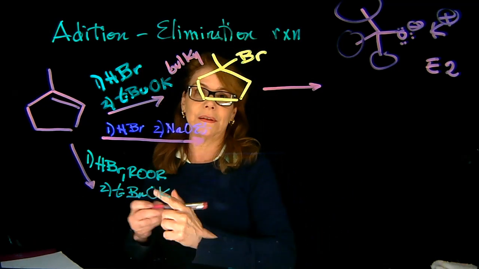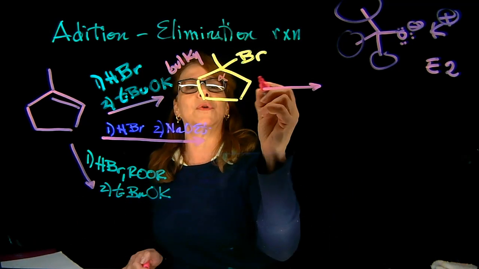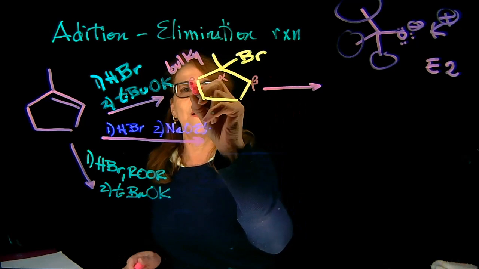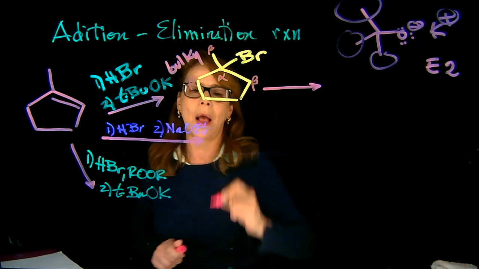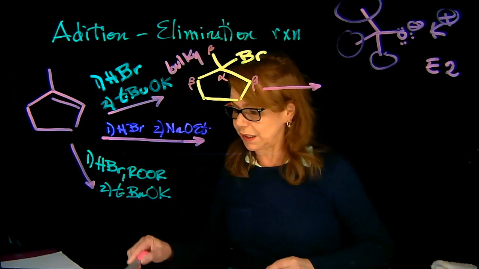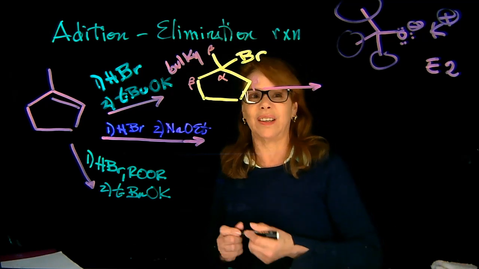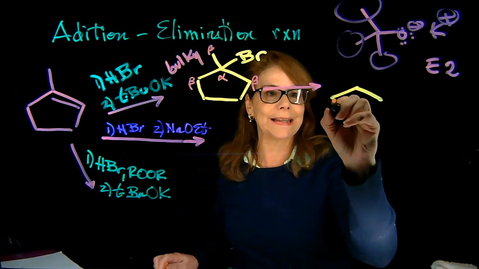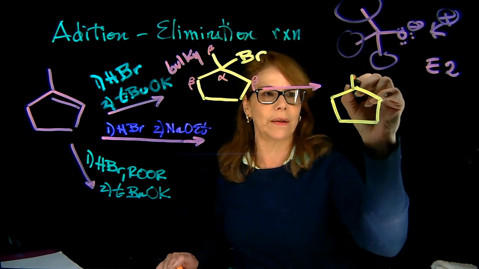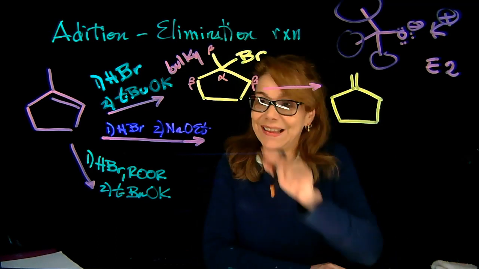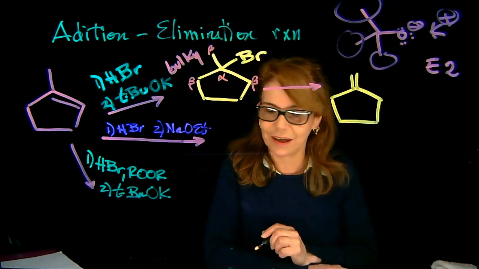So let's label, this is your alpha carbon. You will have beta hydrogens here, here, and here. But since you're using a bulky base, you're going to eliminate with the beta hydrogens giving the least substituted alkene. So your final product is this. That is the first reaction on the top.